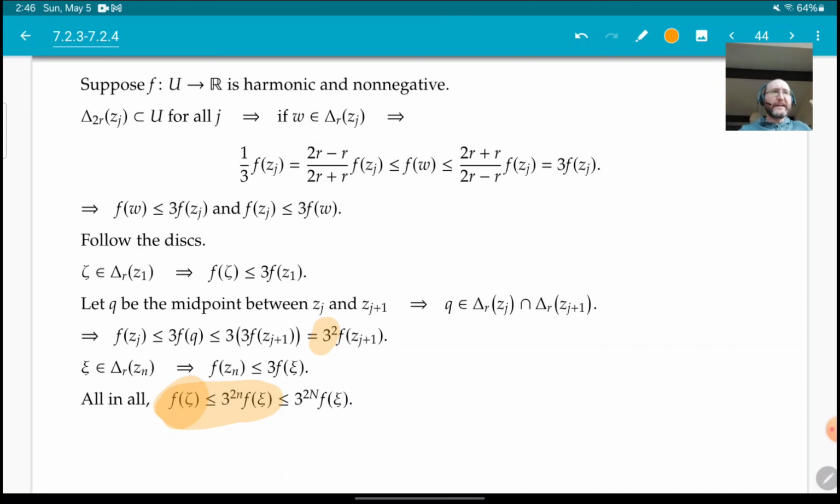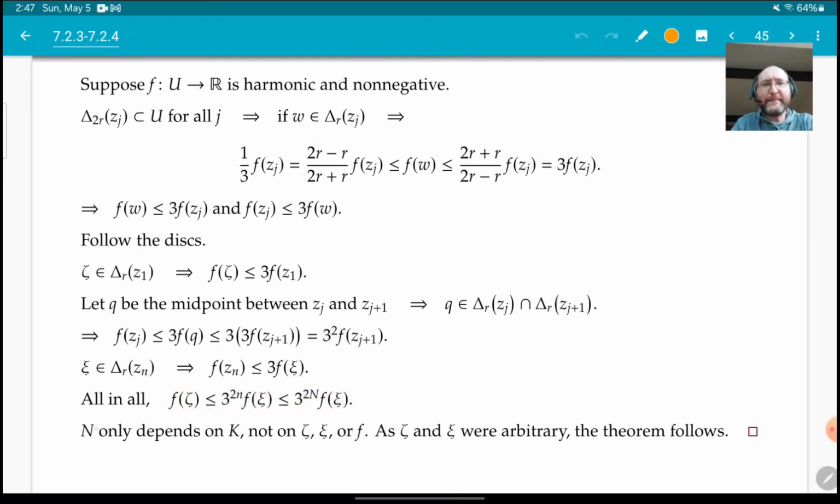Now, little n depended on zeta and xi, but it's always less than or equal to capital N. So I could really just write down that f of zeta is less than or equal to 3 to the 2 capital N times f of xi, right? So that's just this constant.